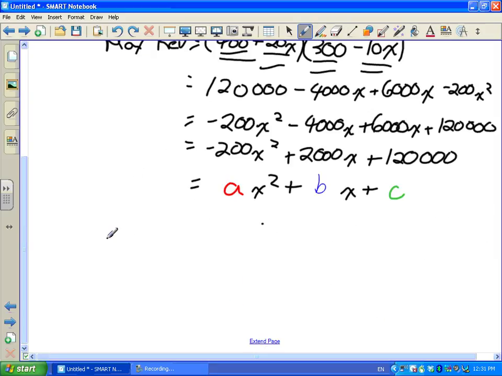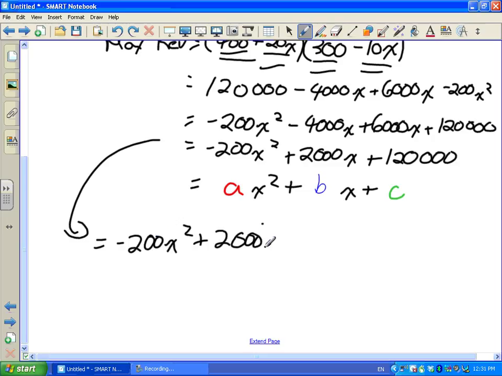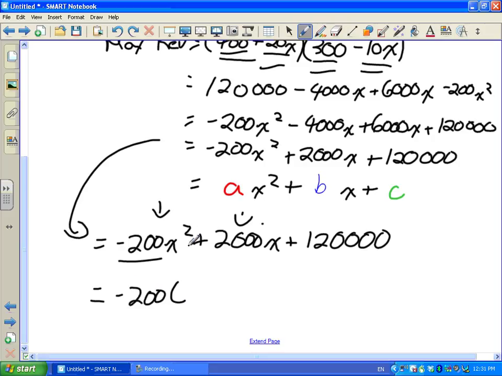So let's bring down that equation again. It's over here now. We're going to have to complete the square. Negative 200x squared plus 2,000x plus 120,000. To complete the square, I need to divide by negative 200 the first two terms in the equation. So I take out my common factor, negative 200. This is now x squared. This is now negative 10x.